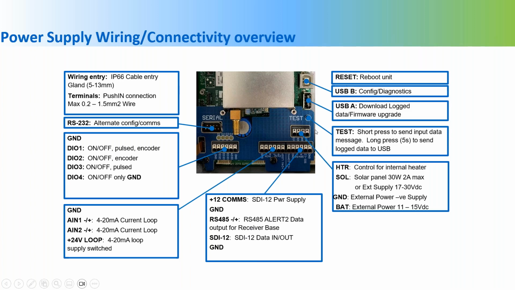The connection right here would be your power connection. I have an external supply, 24 volts connected there, but this is where you would connect your solar panel and an external battery. Here's a test button. This USB is for firmware upgrades, and this right here is where you would configure it with a USB connection.